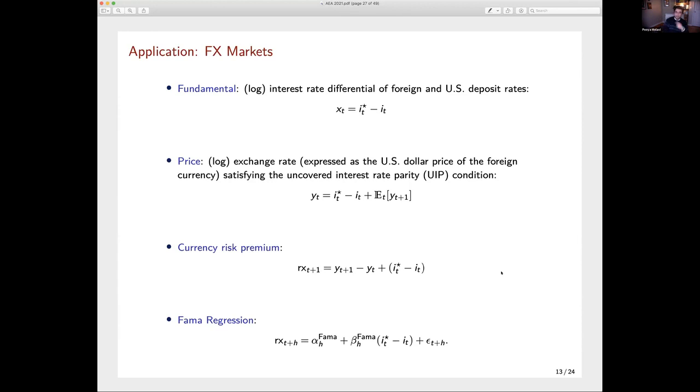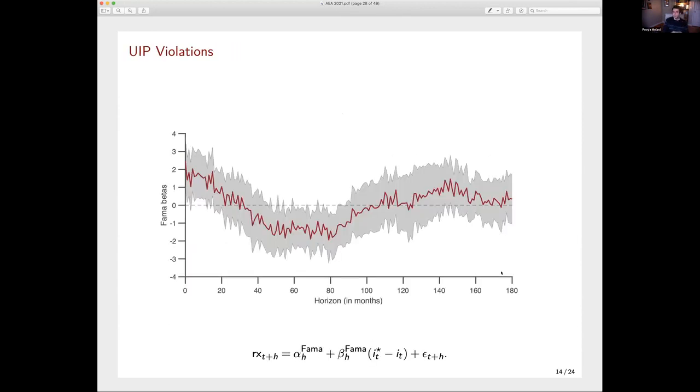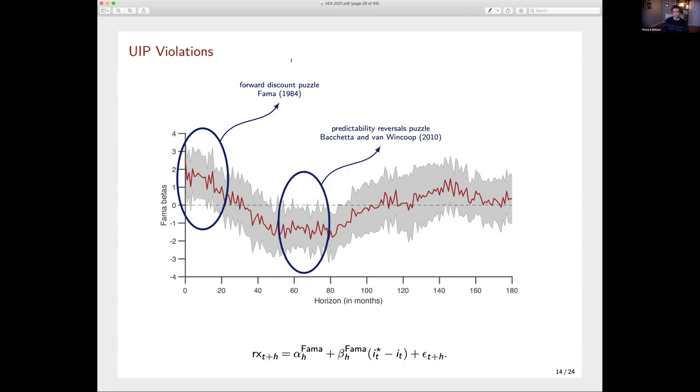Now look at the coefficients of that regression. So here's what you see in the data. This is kind of a robust finding. You see in the short horizons the famous forward premium puzzle. A more recent but still very robust finding is the predictability reversal puzzle. So in the short horizons, currencies with high interest rates tend to appreciate relative to what is expected from the UIP condition. In medium terms, the pattern tends to reverse.